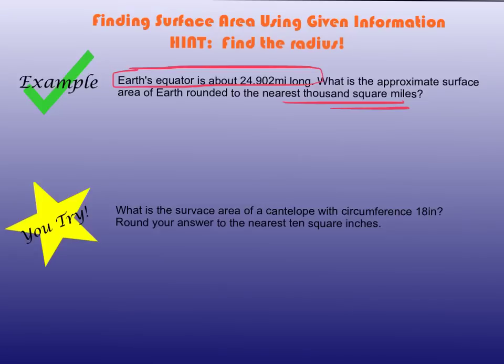So think about the equator of the Earth. The equator of the Earth is the circumference of my sphere. It's the line in which I'm able to cut my sphere into 2 equal halves or hemispheres. So I know circumference is 2 pi r. And I know that in this case, my circumference is 24,902 miles. So what I need to do is take that value and divide it by 2 pi so that I can get my radius.